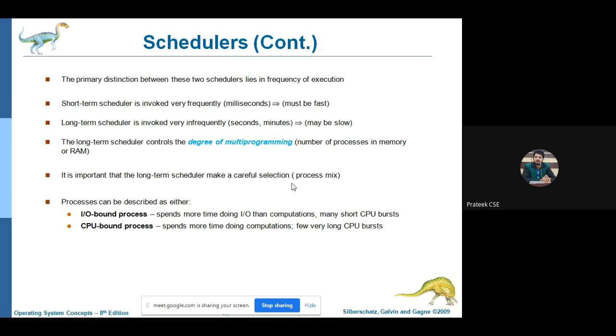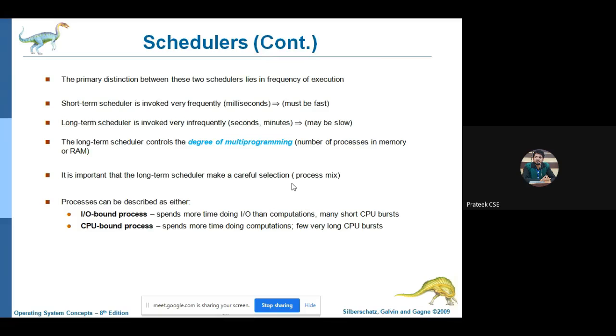Degree of multiprogramming means the total number of processes in the main memory, in the RAM, and it is the task of the long-term scheduler to choose the processes from the new state, from the job pool, and put them into the ready state, ready queue, or better to say RAM. So it will always be the responsibility of this long-term scheduler. And it is very important that the long-term scheduler always makes a careful selection.